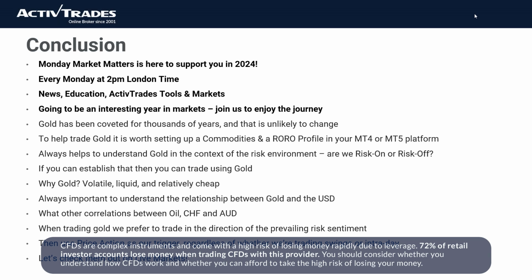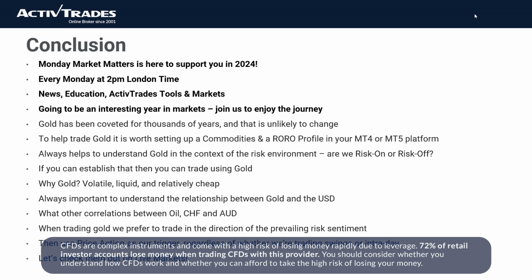When it comes to gold, it's been coveted for thousands of years, and that really is unlikely to change, because humans don't change as much as we like to think we do. To help trade gold, it is worth setting up commodities and a risk on, risk off profile in your ActivTrades platform, whether it be ActivTrader, MT5, MT4, etc. It always helps to understand gold in the context of the risk environment. Are we risk on or are we risk off? If you can establish that, then you can trade that risk environment using gold.